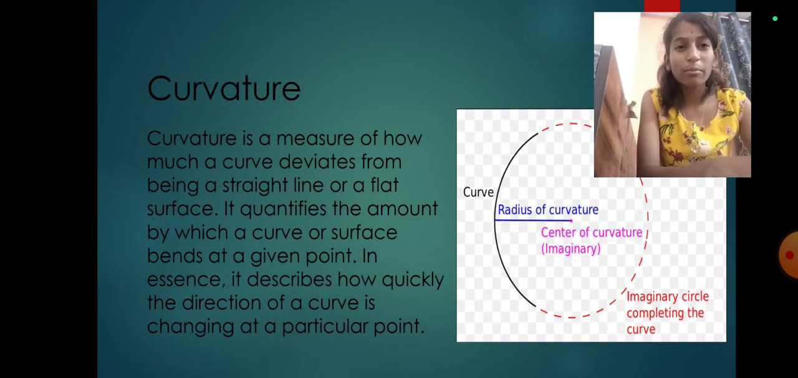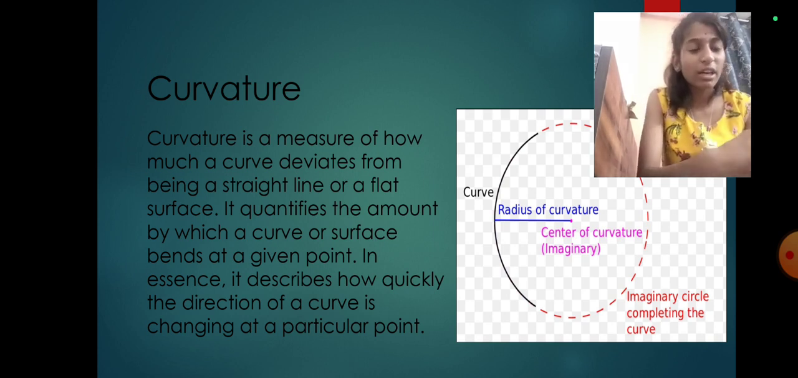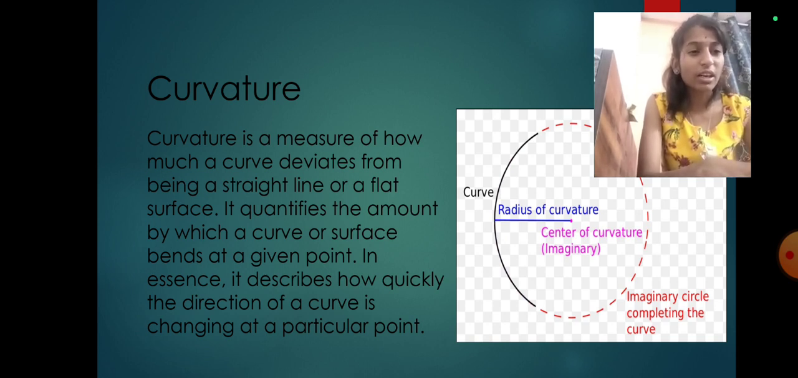Let us look at it briefly. Curvature is a measure of how much a curve deviates from being a straight line or a flat surface. It quantifies the amount by which a curve or surface bends at a given point. In essence, it describes how quickly the direction of a curve is changing at a particular point. In the figure we can see the radius of curvature, the center of curvature, and also an imaginary circle completing the curve.